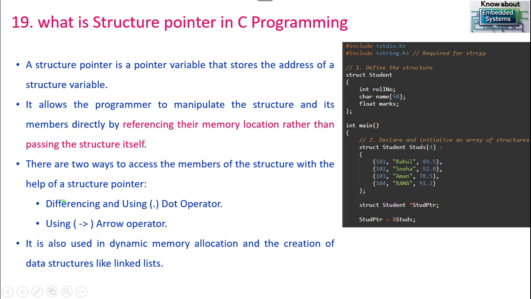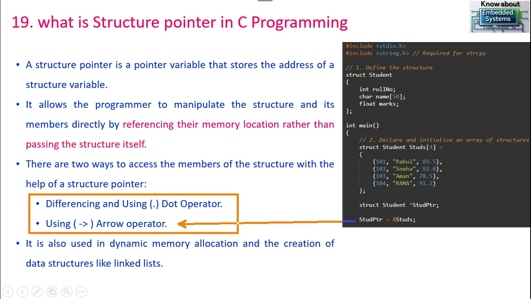So how do you access these structure pointers? They can be accessed in two ways: one with the usual dot operator and one with the arrow operator. Specifically, whenever you're using a pointer, we have to use the arrow operator. Usually structures are accessed by the dot operator, but whenever you use a pointer, we have to use the arrow operator. I will show you how to use that with a coding example.